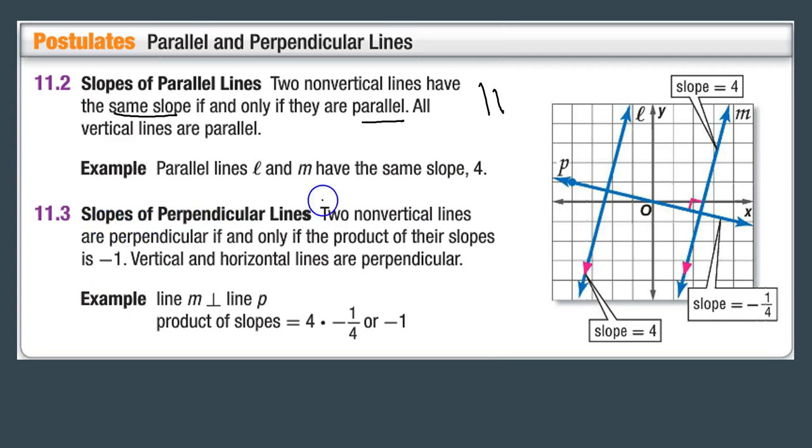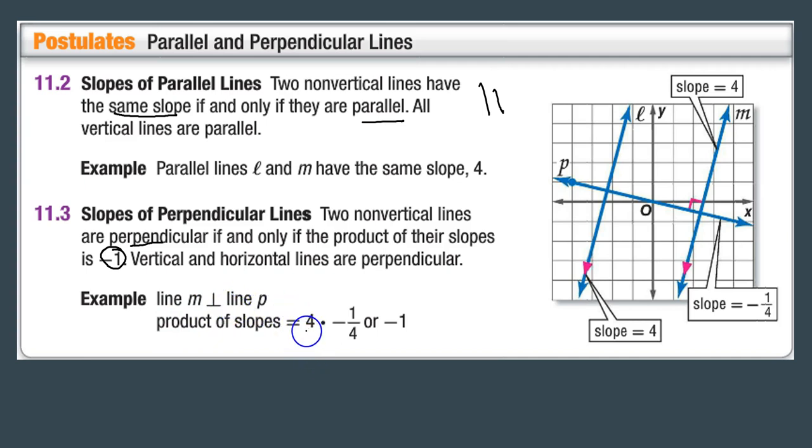Slopes of perpendicular lines. Two non-vertical lines are perpendicular if and only if the product of their slopes is -1. Vertical and horizontal lines are perpendicular. So notice here how line M is perpendicular to line P.